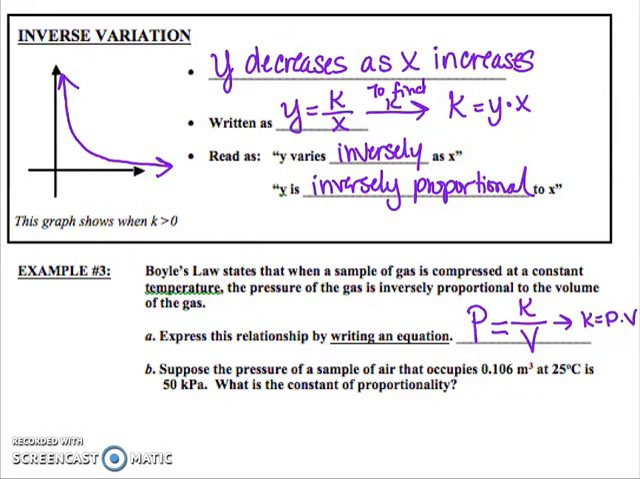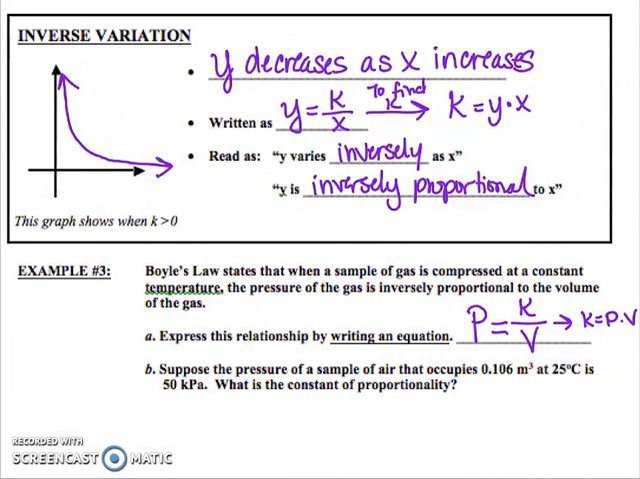Part B says, suppose the pressure of a sample of air that occupies 0.106 meters cubed at 25 degrees Celsius is 50 kPa. What is the constant of proportionality? Oh, sorry, yes, that's correct. But I jumped onto the wrong problem.